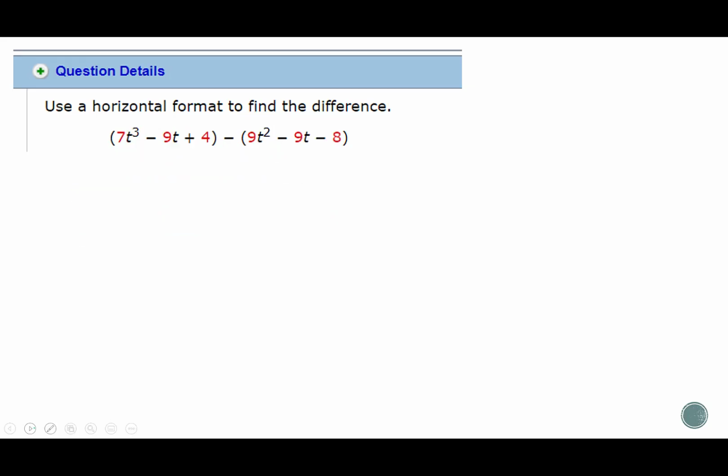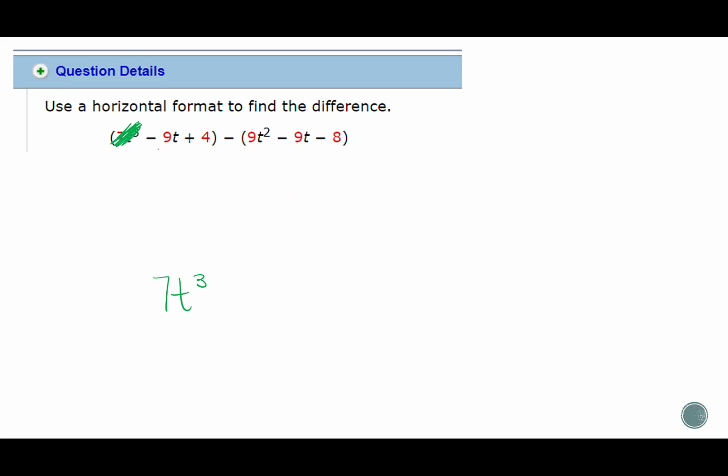Okay, let's try a subtraction problem again, except this time we're working with trinomials. But we'll approach this problem the same. I want you to collect like terms. The first term that I see is 7t to the 3rd. Now I'm going to look over here to see if there's another term that has t to the 3rd, and there's not. So this 7t to the 3rd is going to be part of our answer.